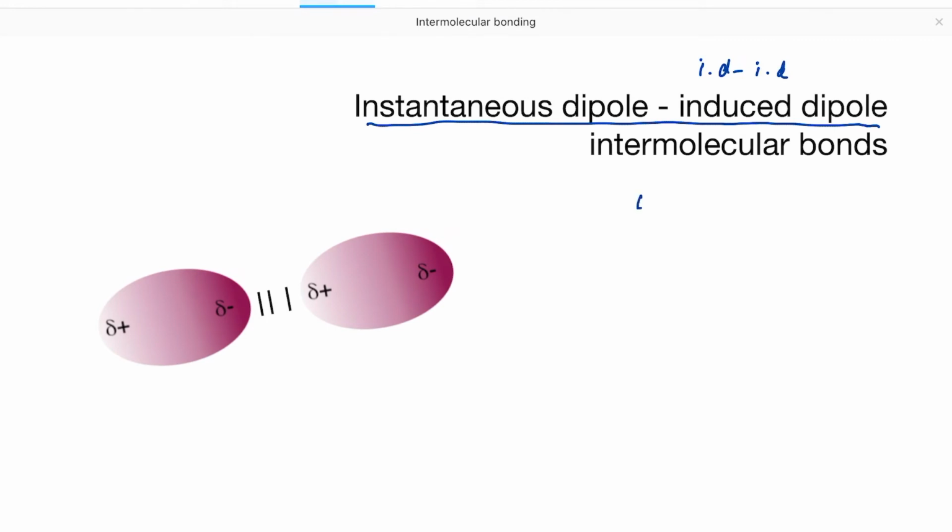These types of bond are also known as London forces. And this is the preferred term for the OCR A. Check your syllabus and your textbook carefully to find out which terminology they prefer you to use. AQA call them van der Waals forces.